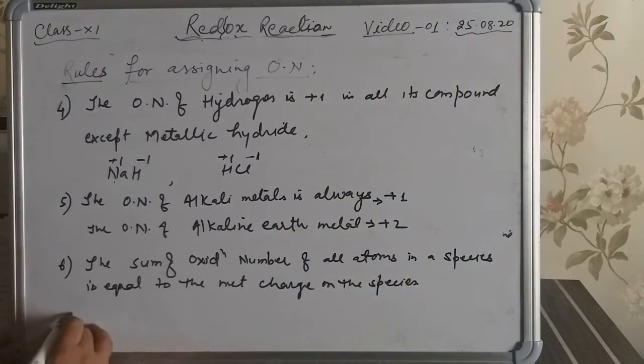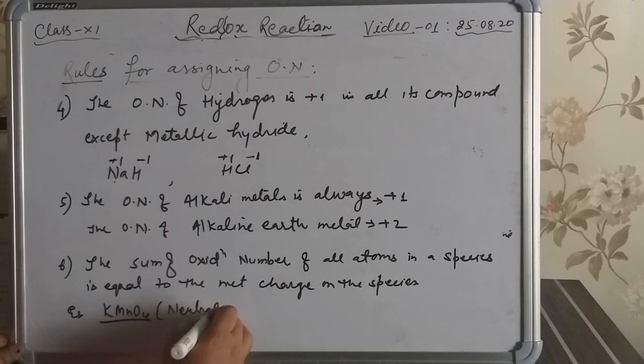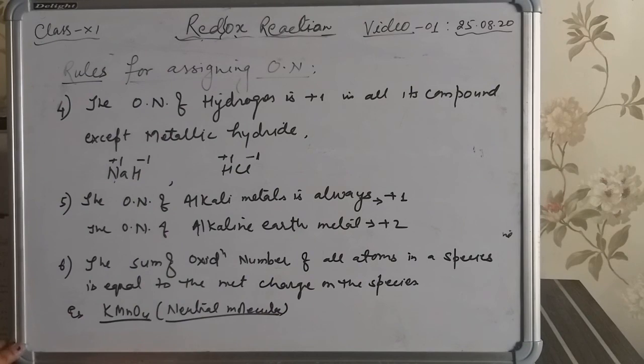For example, take KMnO4. This is a neutral molecule because no charge is assigned to this molecule. Suppose we find the oxidation numbers: the oxidation number of potassium plus the oxidation number of manganese plus 4 times the oxidation number of oxygen equals 0. This is the sixth rule.